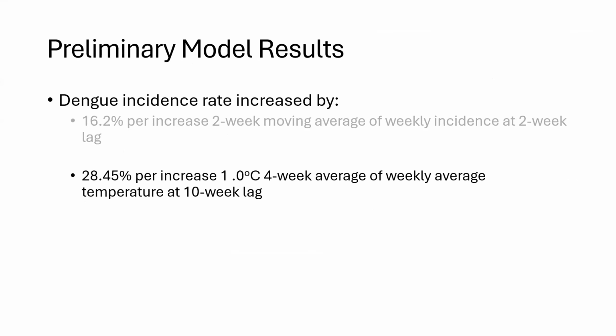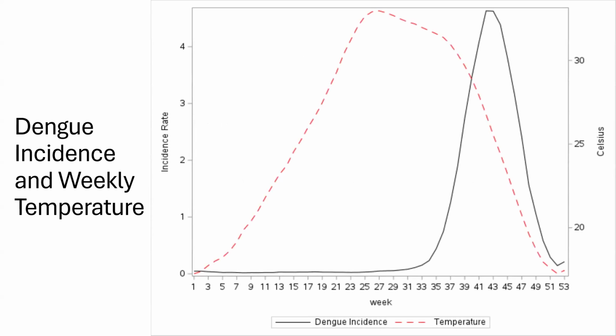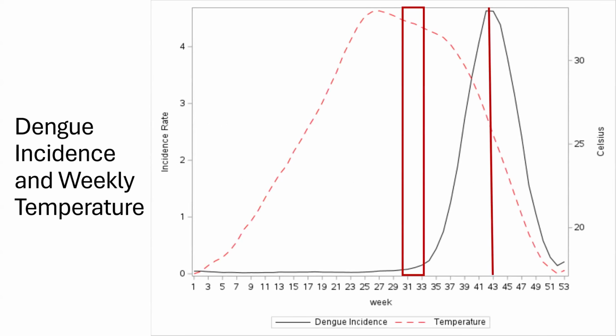Similarly, we had our weather data or our temperature data, and it showed that an increase in 1 degree Celsius over a 4-week moving average of weekly average temperature at a 10-week lag led to a 28% increase in dengue incidence. So to visualize what that means, if we're looking at our peak dengue incidence here at week 43, it's saying that for this period between weeks 31 and 33, if the temperature increases by 1 degree Celsius, we see a corresponding 28% increase in dengue incidence at week 43.